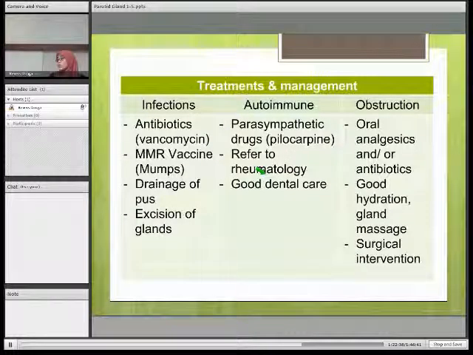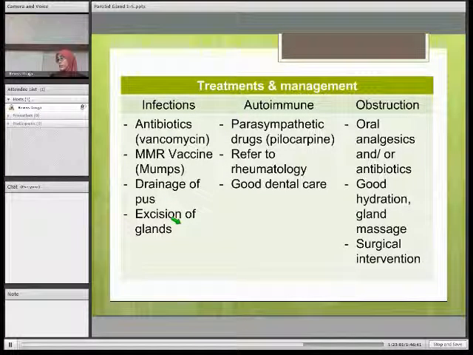And treatments relate much to the cause of parotitis. So if it's an infection, then you would give an antibiotic. Mumps is low. You don't have a lot of mumps now because of the MMR vaccine, so that's one way to prevent it. If there's pus, you drain it, and if it's really bad, then you excise.